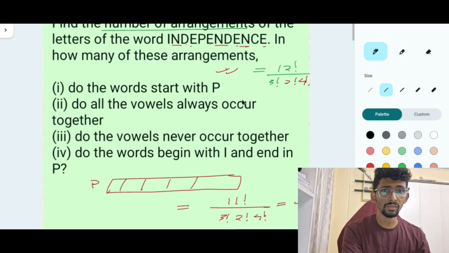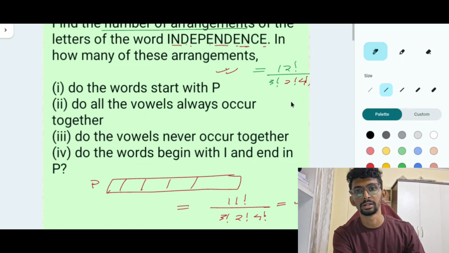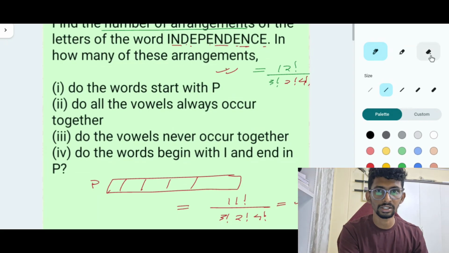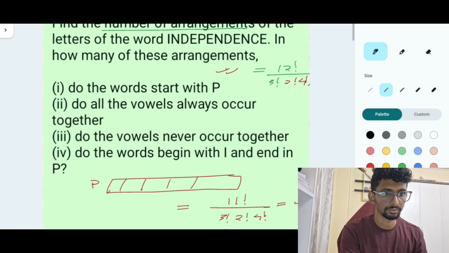Next, very important: do all the vowels always occur together? Okay, let us solve this one. Now, all the vowels occur together. So what are the vowels in this word? In this word we can see I is a vowel, E is a vowel, E, again E, again E. So total 5 vowels are there.